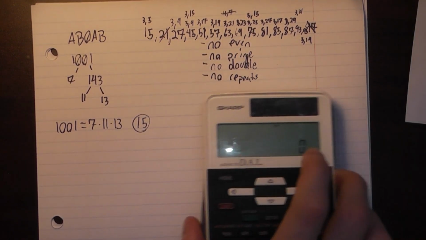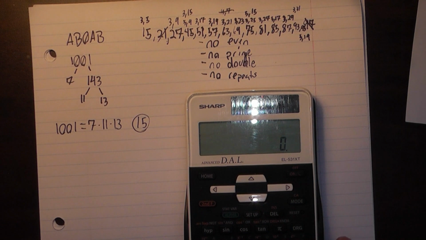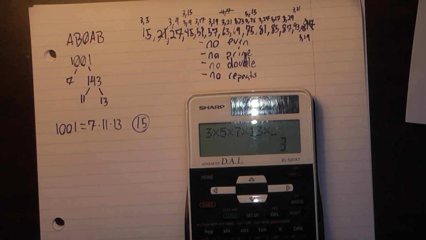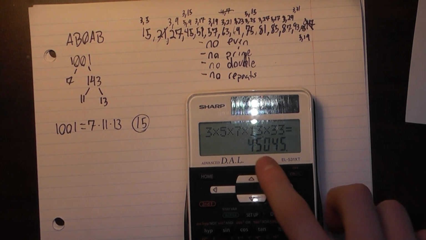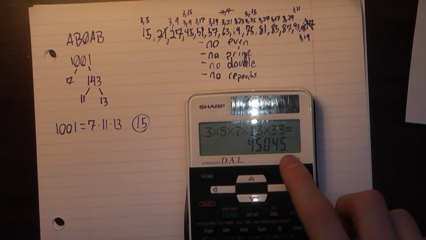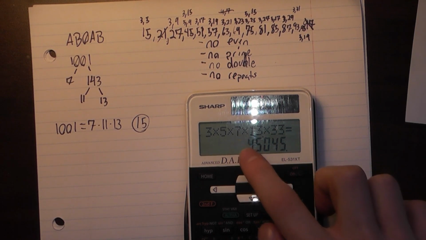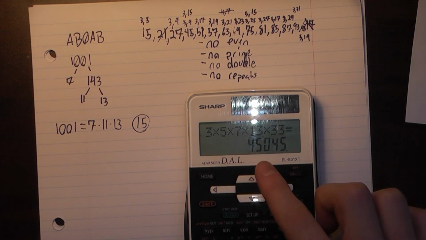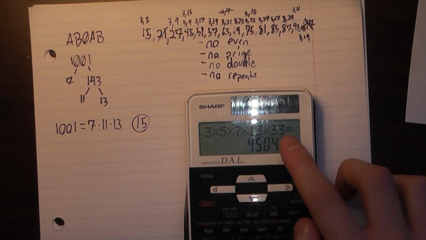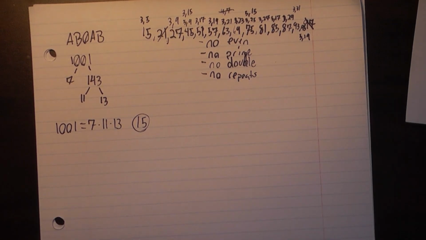If you notice in the equation, it had 3 times 5 times 7 times 13 times 33. And that works. It makes 45, 0, 45. However, there's a 7, a 13, but no 11. That's because it was multiplied by 3 and turned into a 33. So we need to count for that as well.